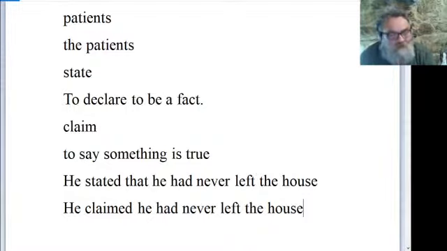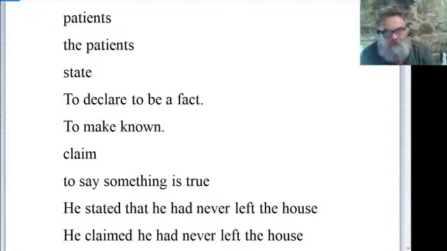So if you're up to it, if you're ready for it, could you give me a sentence with state and one with claim? I'm always pushing students to make sentences, because it's a very useful exercise. It helps cement vocabulary into people's minds. Yeah. Also to state, I've got here as well, to make known. Yeah. The company stated that there was absolutely no danger associated with the product.